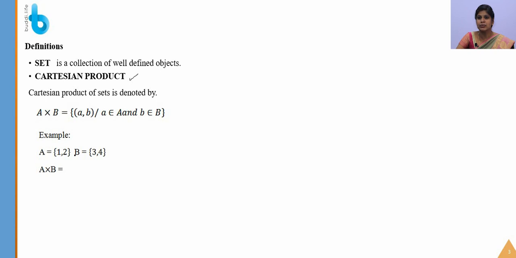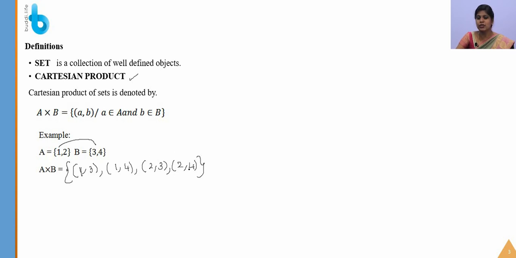The set A is {1, 2} and set B is {3, 4}, and the Cartesian product of these two sets is given by (1, 3), (1, 4), (2, 3), (2, 4). In this ordered pair, all the first elements belong to the first set and all the second elements belong to the second set.